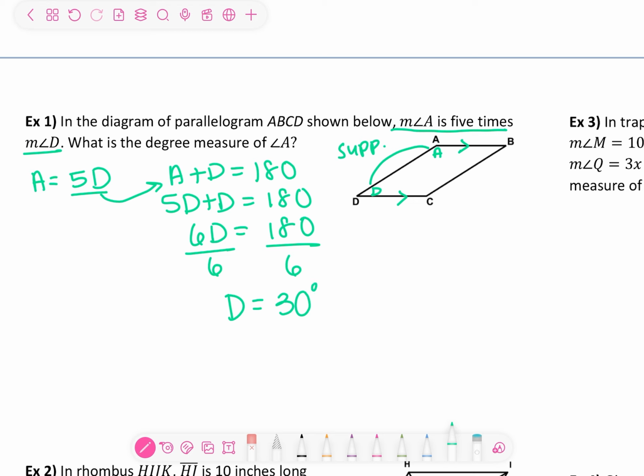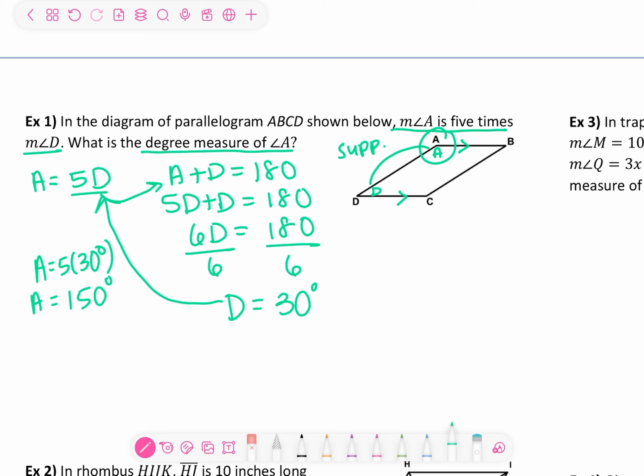So we know what that is, but the question asks us for the degree measure of angle A. So what we really want is this guy. But that's easy enough, right? Because we know the relationship between angle A and angle D. We know that angle A is 5 times angle D. So all I have to do is take that value of D and plug it back in. So we have that A equals 5 times 30 degrees. And so we end up with A equal to 150 degrees.